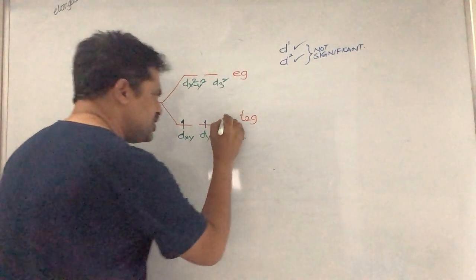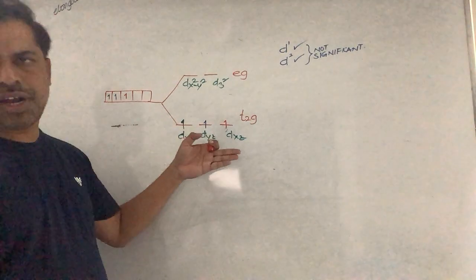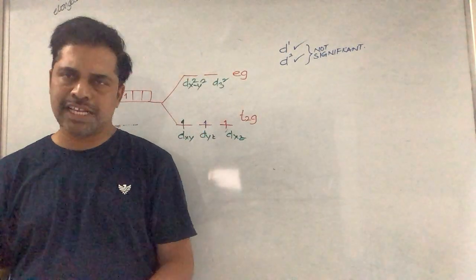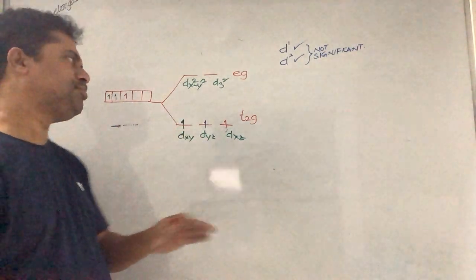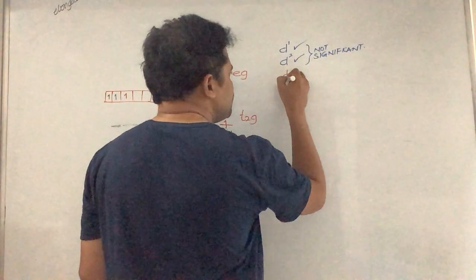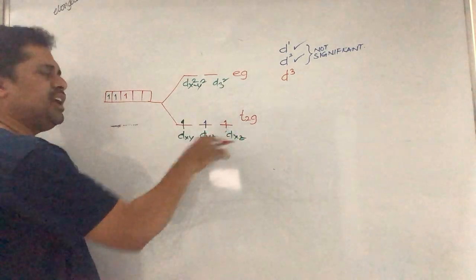When d3 is there, the electron comes here, up to here. I am not saying any weak field, strong field, or high spin, low spin. I am not mentioning anything because however the electrons are going to be here: 1, 2, 3. Done. So for d3, all the orbitals have 1 electron each. So now all are equal.